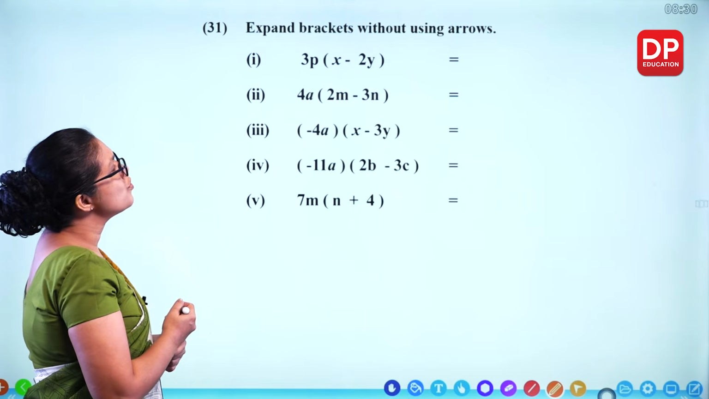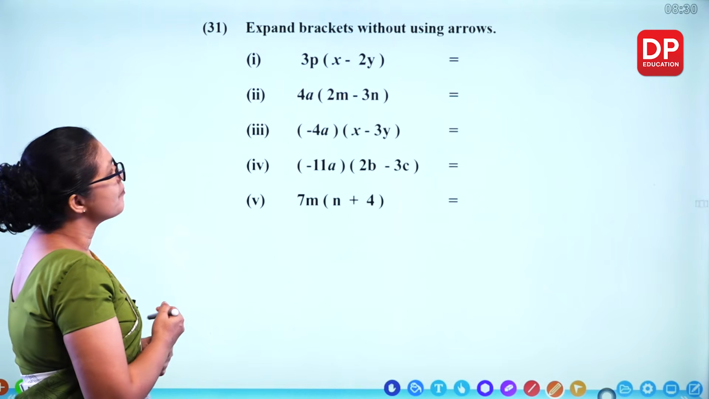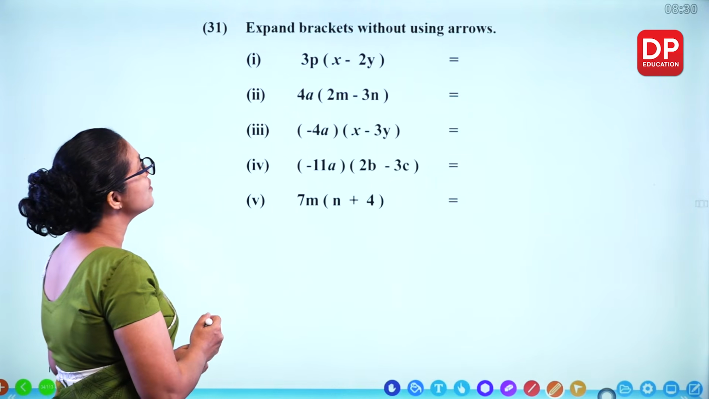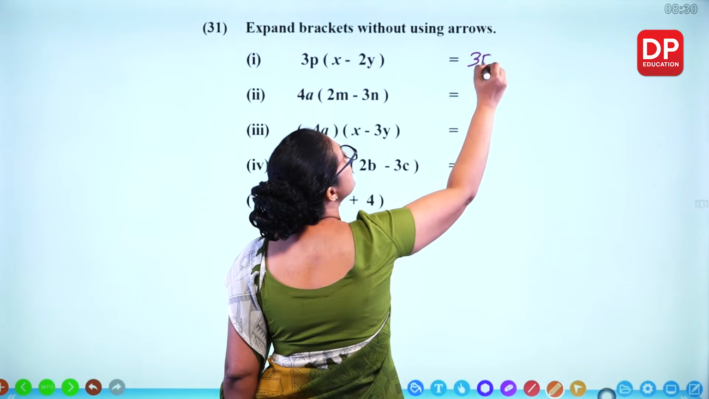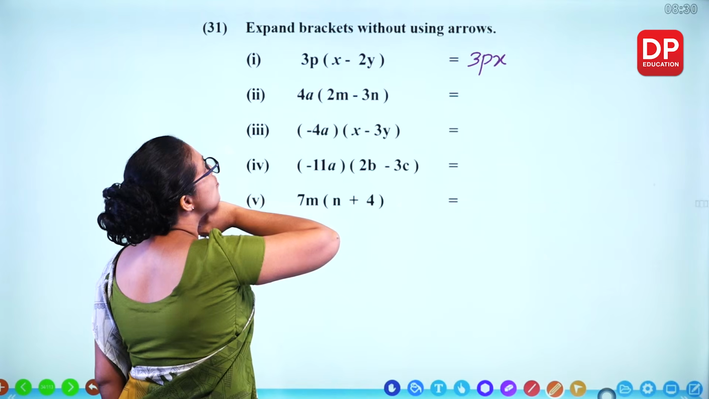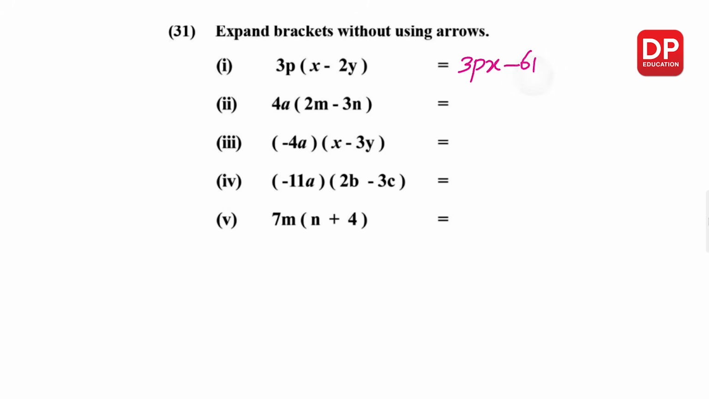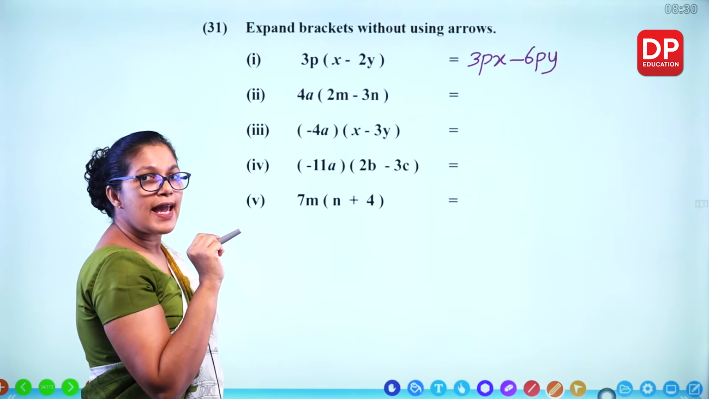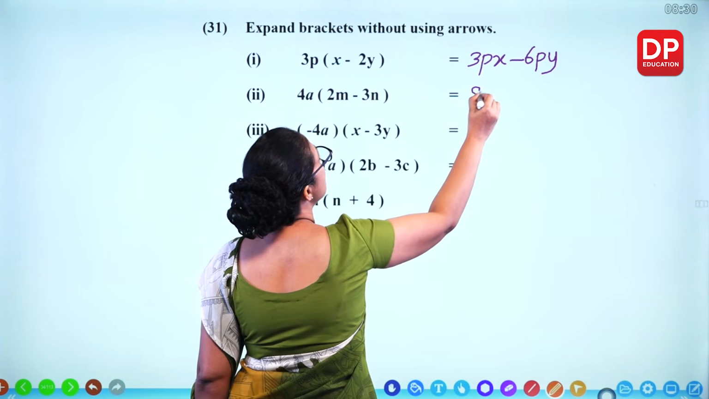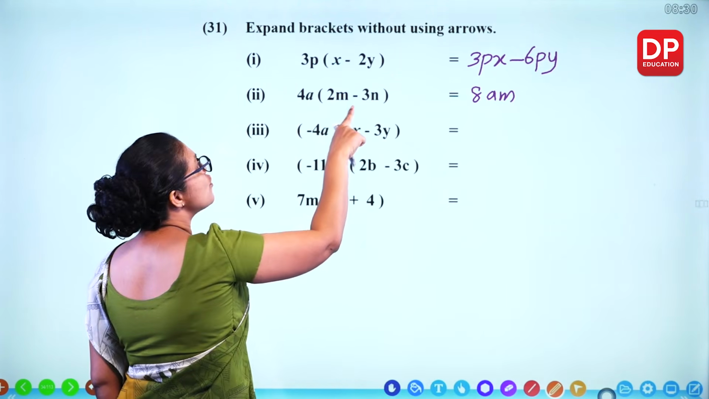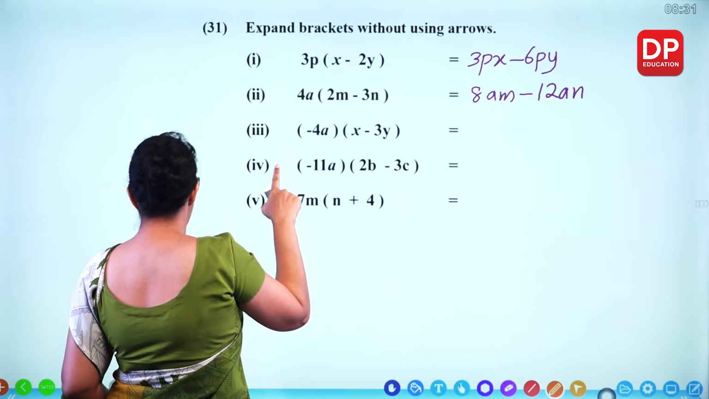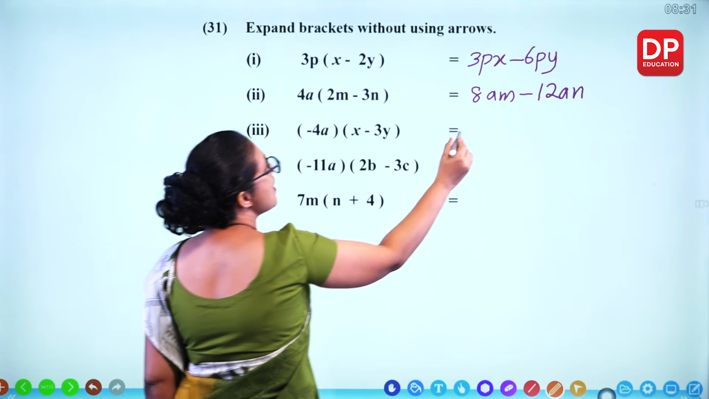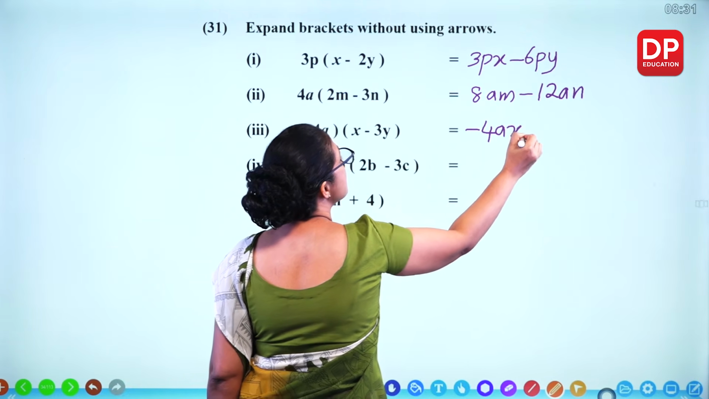Expand brackets without using arrows. Now we'll do without arrows. 3p into x, 3px. 3p into minus 2y, minus 6py. 4a into 2m, 8am. 4a into minus 3n, minus 12an. This one, minus 4a into x, minus 4ax.